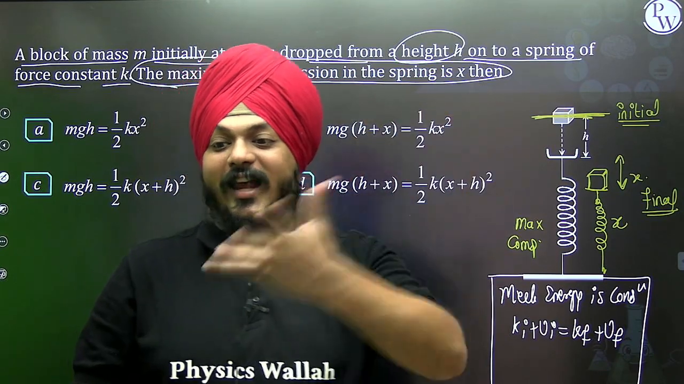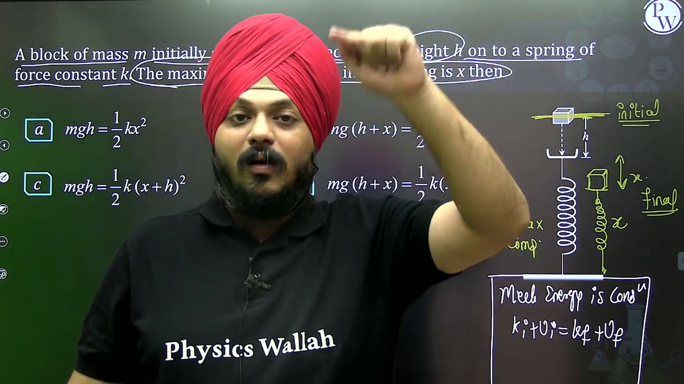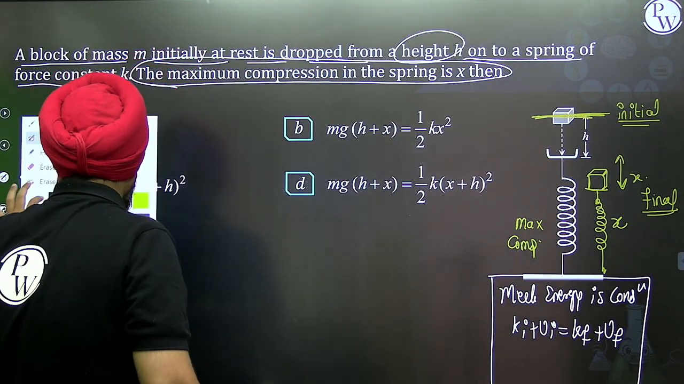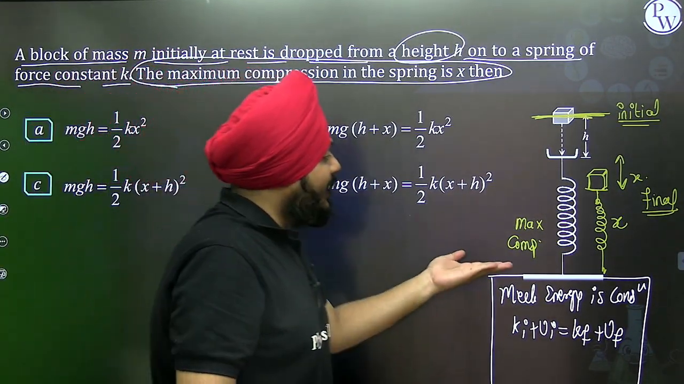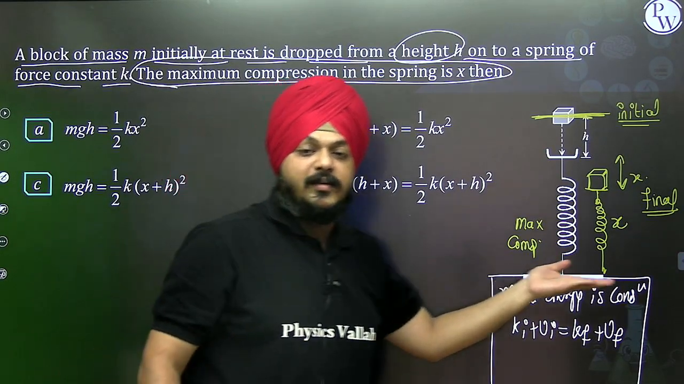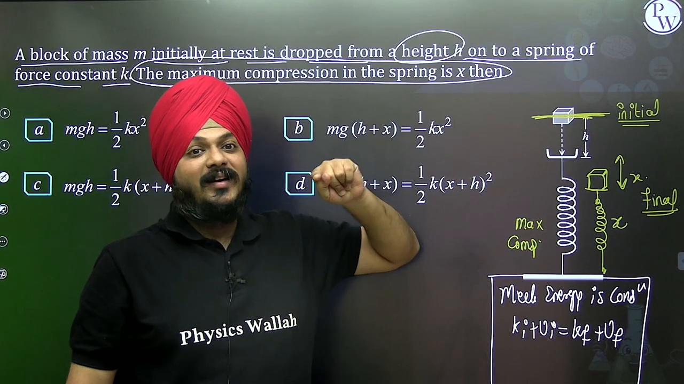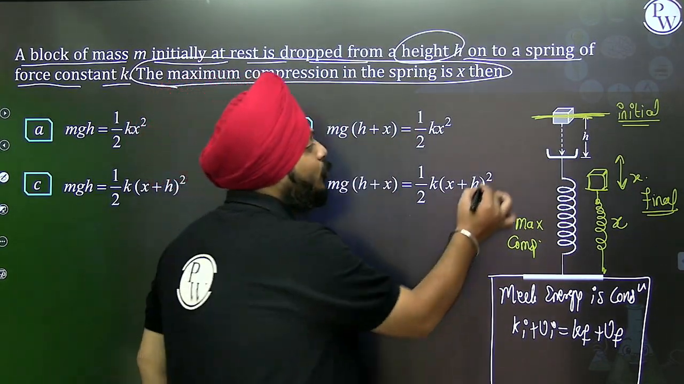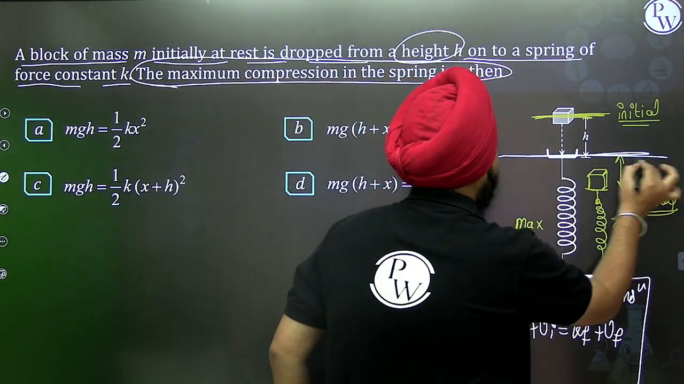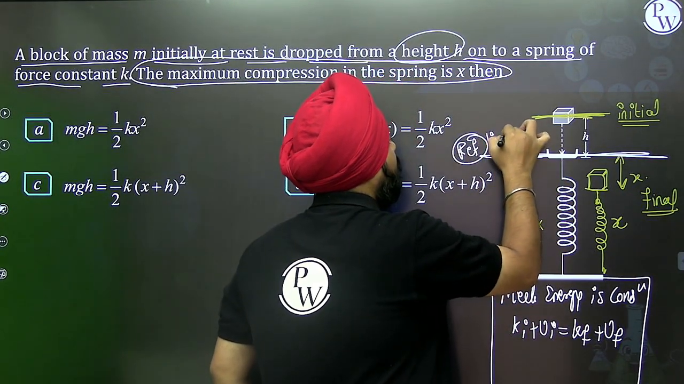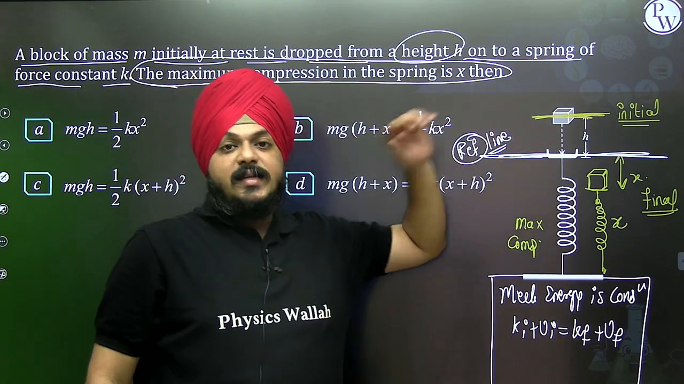Where is the reference line? Now all students will make a mistake. Generally you have a habit to select the ground as the reference. It is your choice, but smartness is to select this as the reference line. Why is this the reference line?